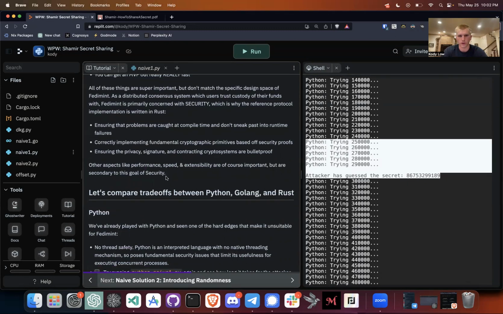Which is why the reference protocol implementation is written in Rust: when we write in Rust, we ensure that problems are caught at compile time and don't sneak past into runtime failures. We ensure that we can correctly implement fundamental cryptographic primitives based off security proofs. For example, Eric, the lead maintainer of Fedimint, rolled the threshold BLS signature implementation that we use, and that has security proofs behind it. It's got audits, it's very, very well reviewed, right? But we're writing fundamental cryptographic primitives here, so you don't get to make mistakes. You don't get to bypass things.